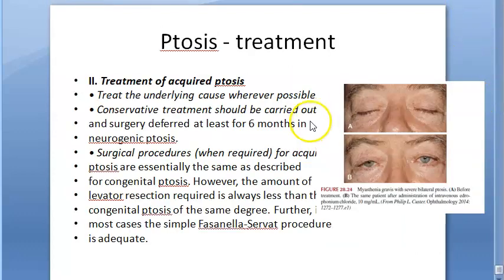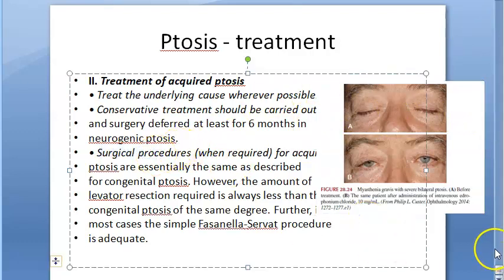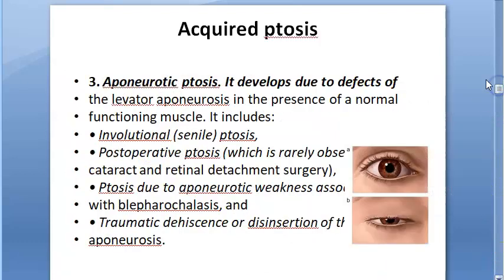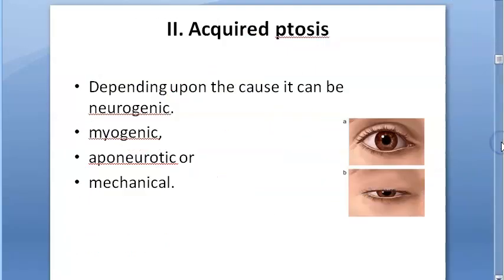This one is myasthenia gravis. So they will try conservative treatment, etc. Then they will try surgical, it looks like. So we need to look at all these. So in this video, we have finished till congenital ptosis. Next video, we will continue with acquired ptosis.